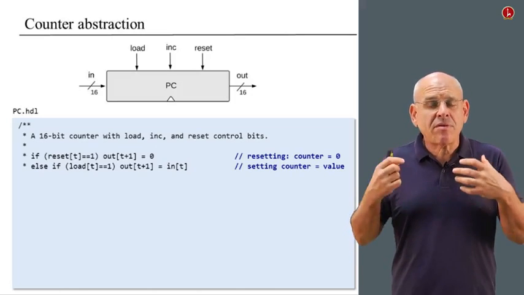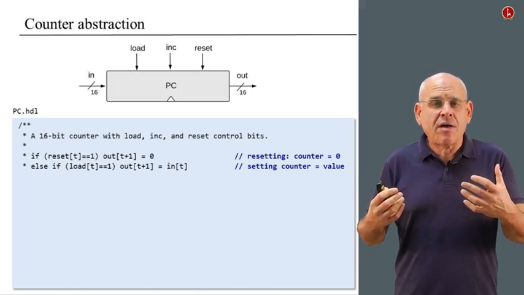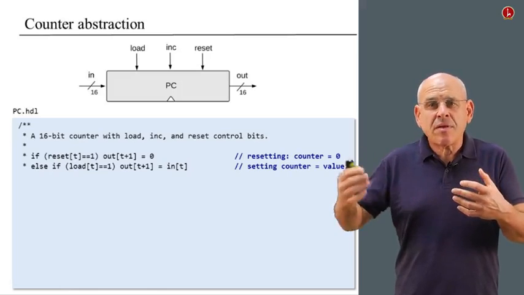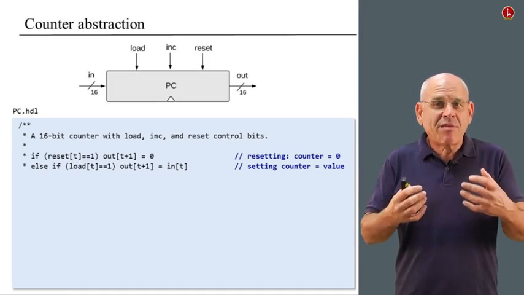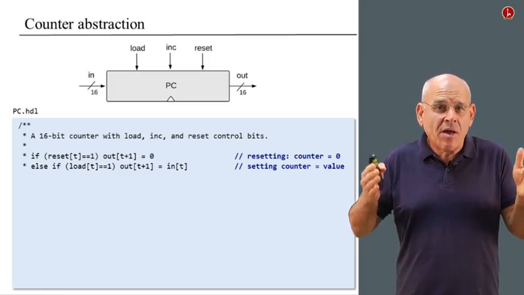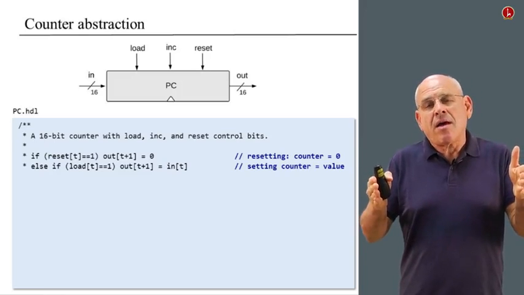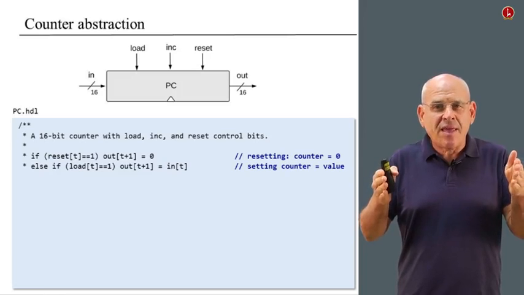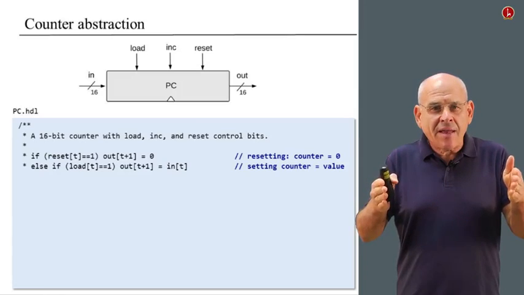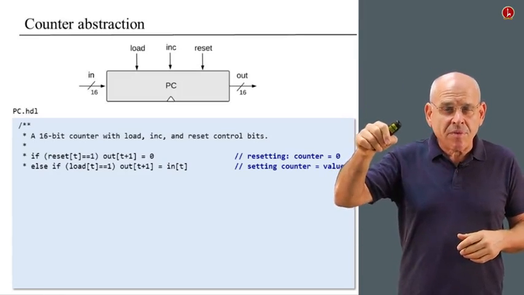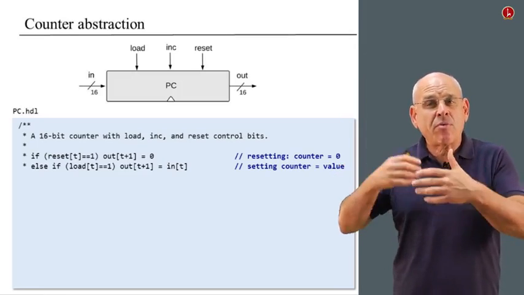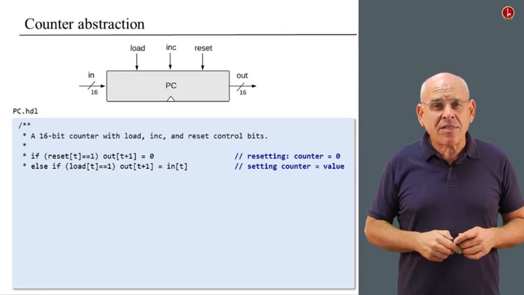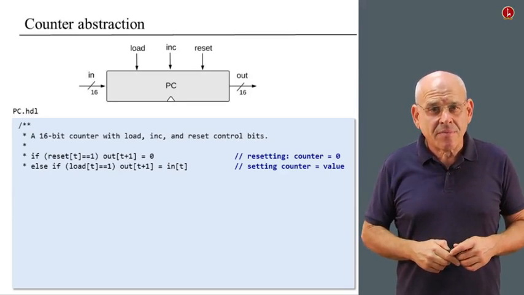So if I want the counter to go to number 17, I put the number 17, or in binary, a 16-bit value that represents 17, in the input, and I assert the load bit. This will bypass the regular increment of the counter, and it will set the counter to the number 17 in the next cycle.